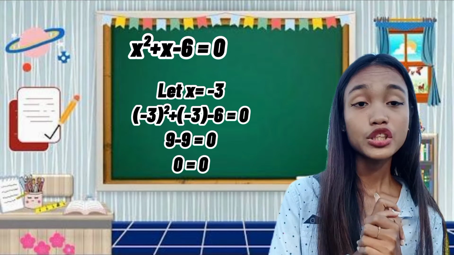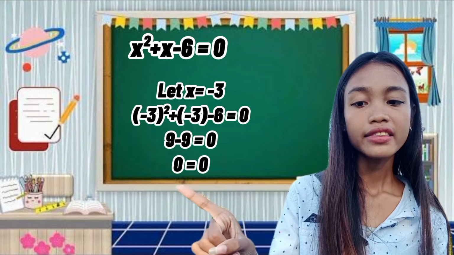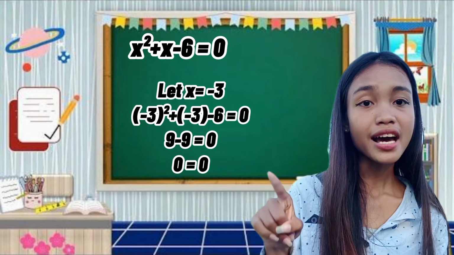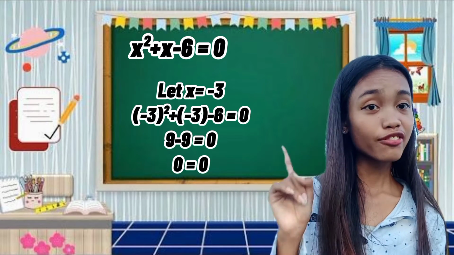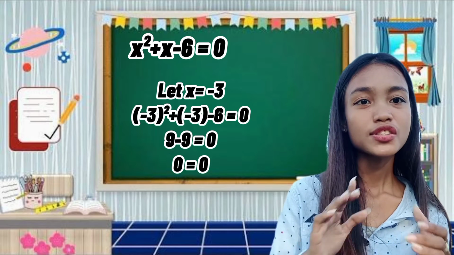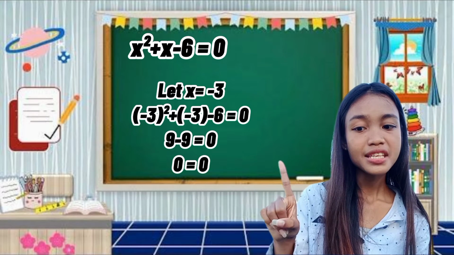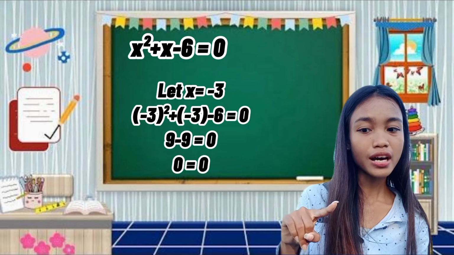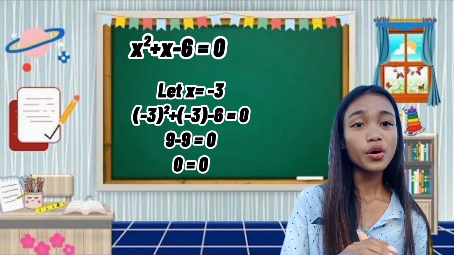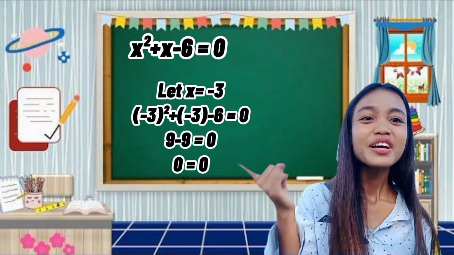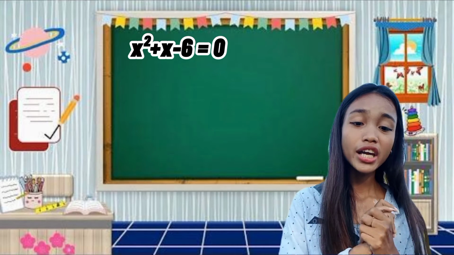So we have 9, then plus negative 3, minus 6. So we have 9 plus negative 3 is 6, then minus 6, we have 0. So the answer here is 0 is equal to 0. So let's try the second one.